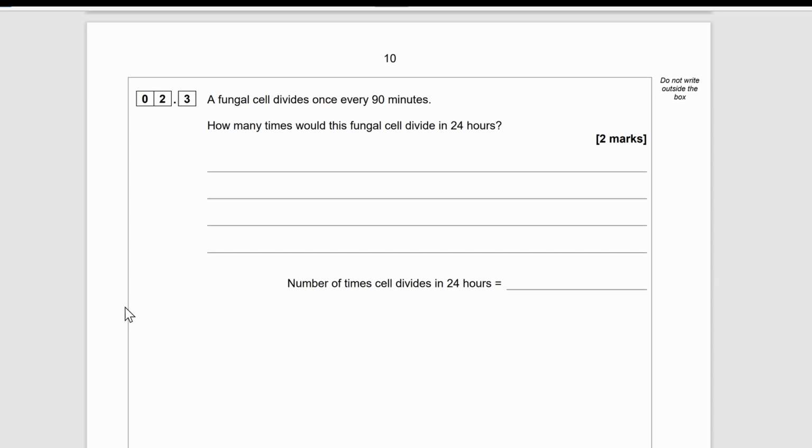2.3. A fungal cell divides once every 90 minutes. How many times would this fungal cell divide in 24 hours? So we need to think about how many cell divisions are going to occur. We have two time periods, one 90 minutes and one 24 hours. To compare them we need to convert our time period. The easiest thing is to convert our 24 hours to minutes.